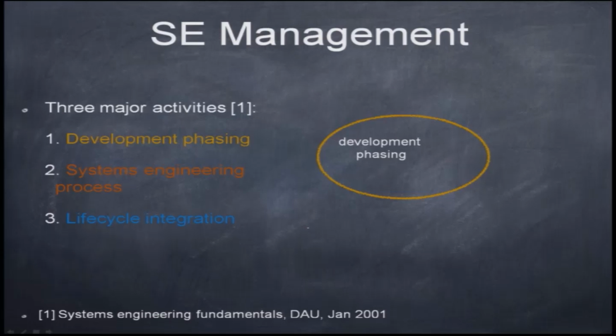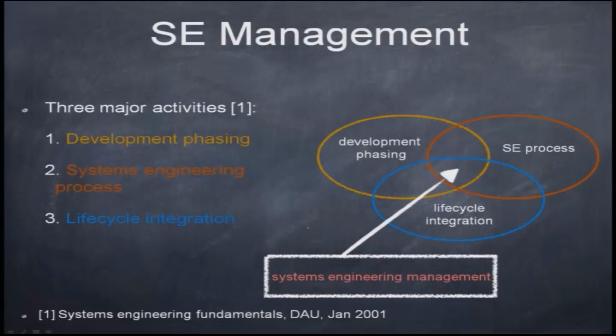So, how do these three behave together? The first one you can think about is the development phasing, followed by the systems engineering process, which overlaps with the development phasing. On top of this, we have the life cycle integration that interacts with all of them, and from there we get what we call systems engineering management. So, this red bubble where everything comes together is the place where systems engineering management finds its aspect.